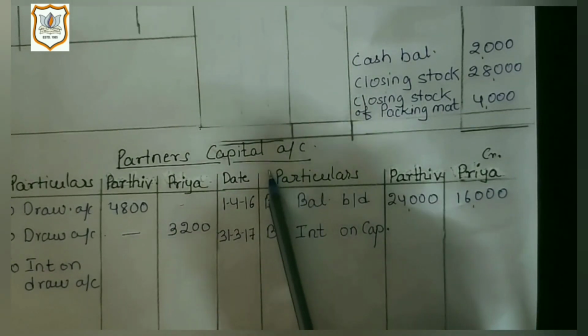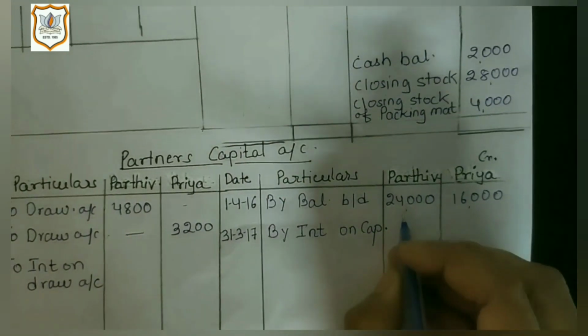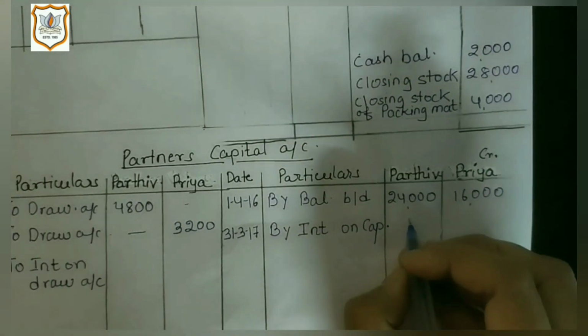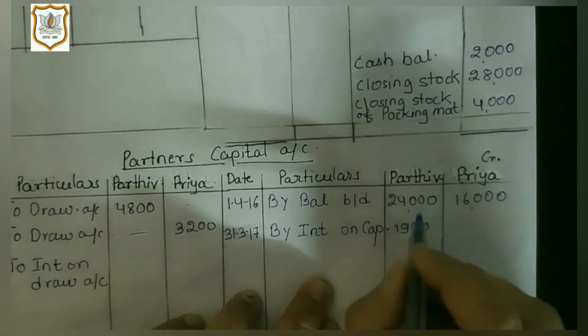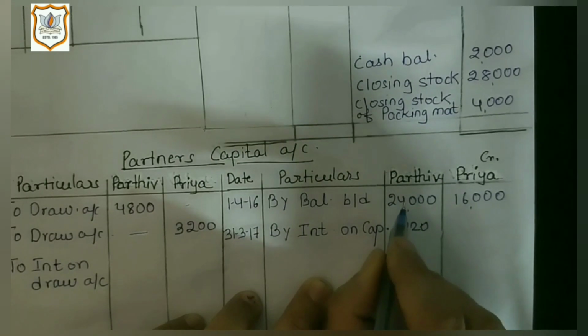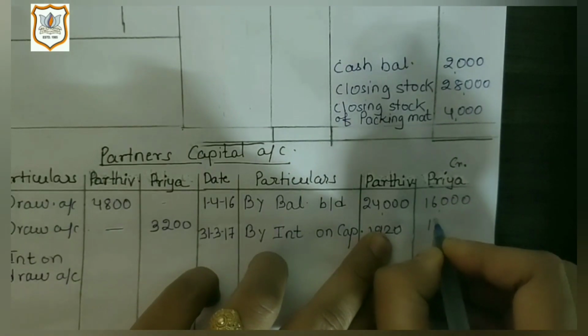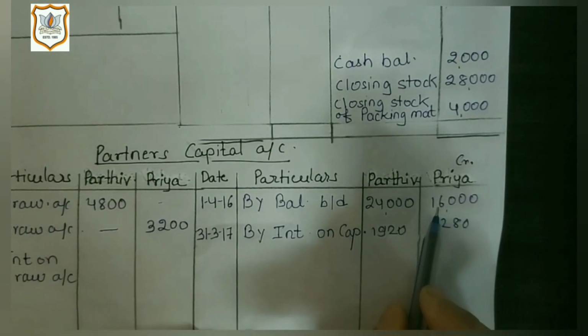In partners' capital account, all the partners' transactions with the firm will be recorded. Here, partners are receiving interest on capital from their partnership firm for their invested capital. So, we will write it on credit side. Here, Parthiv's interest on capital will be 1920, which is 8% of 24,000. And Priya's interest on capital will be 1280, which is 8% of 16,000.